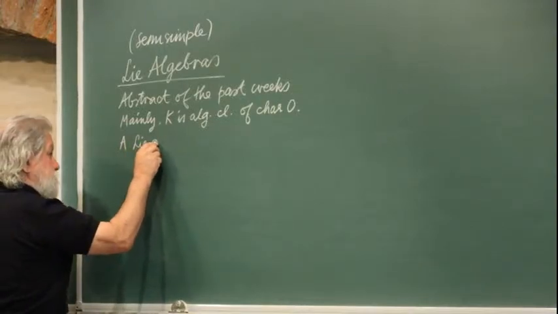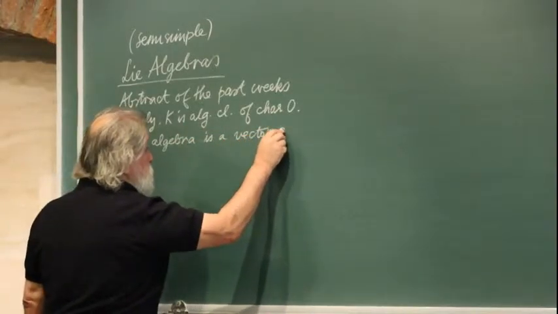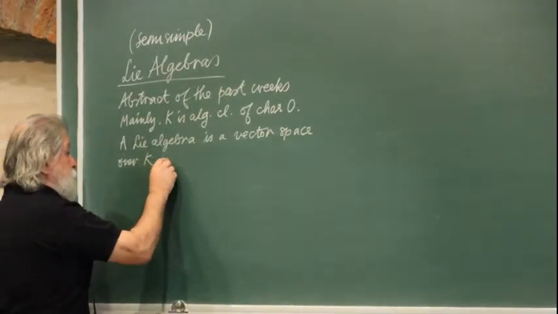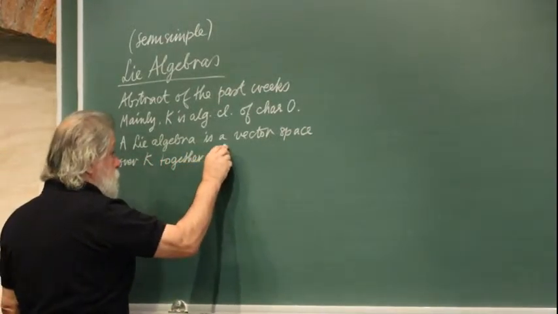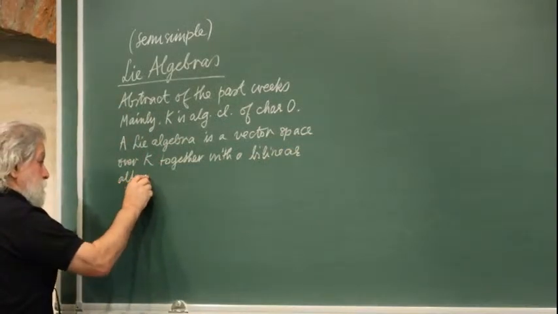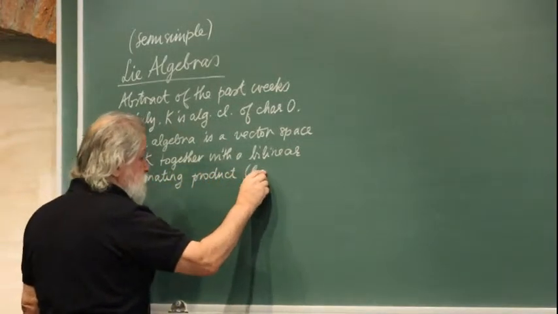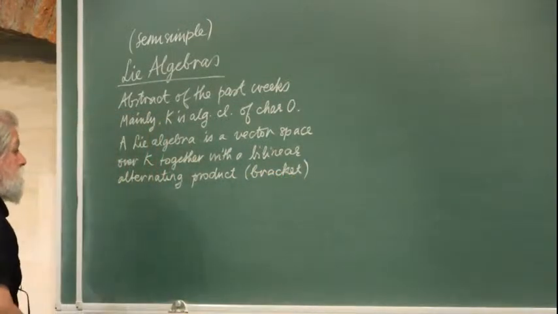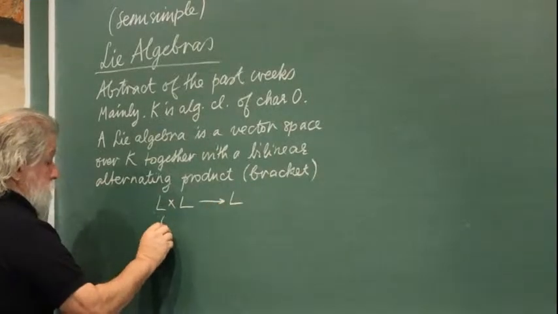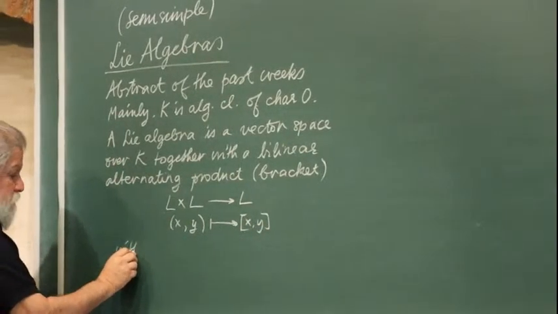Lie algebra is first of all a vector space over a field K together with a bilinear, alternating product called bracket operation, with the Jacobi identity, değil mi?